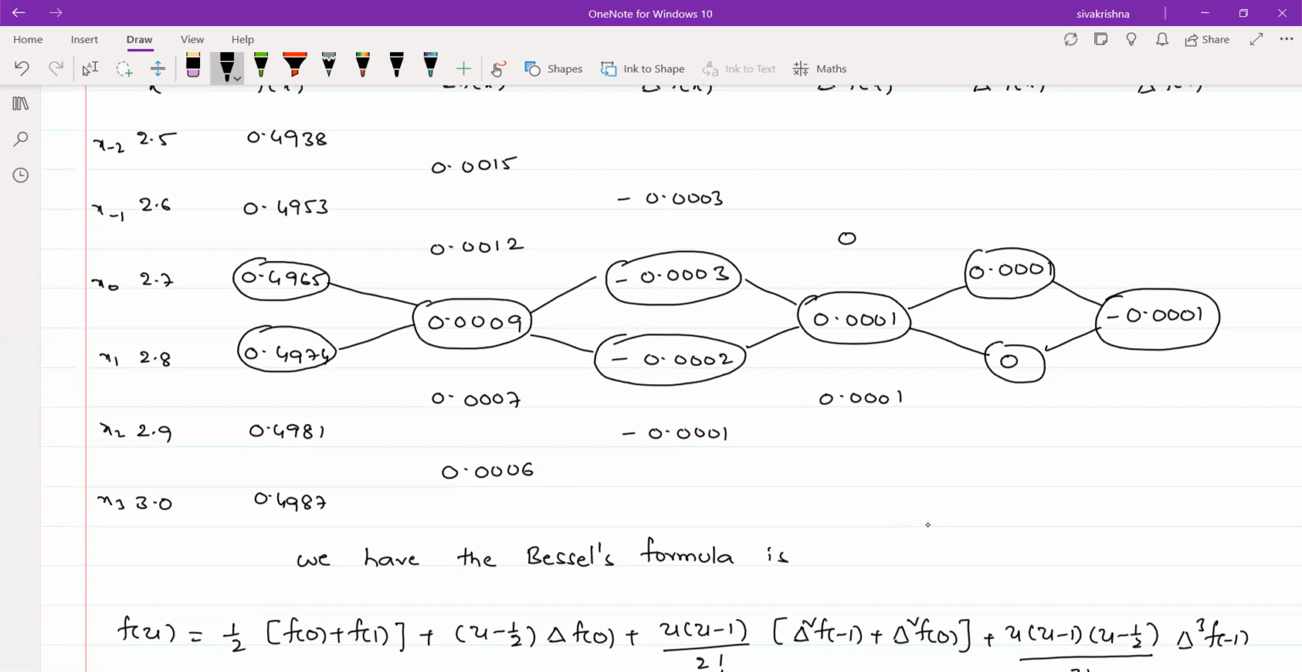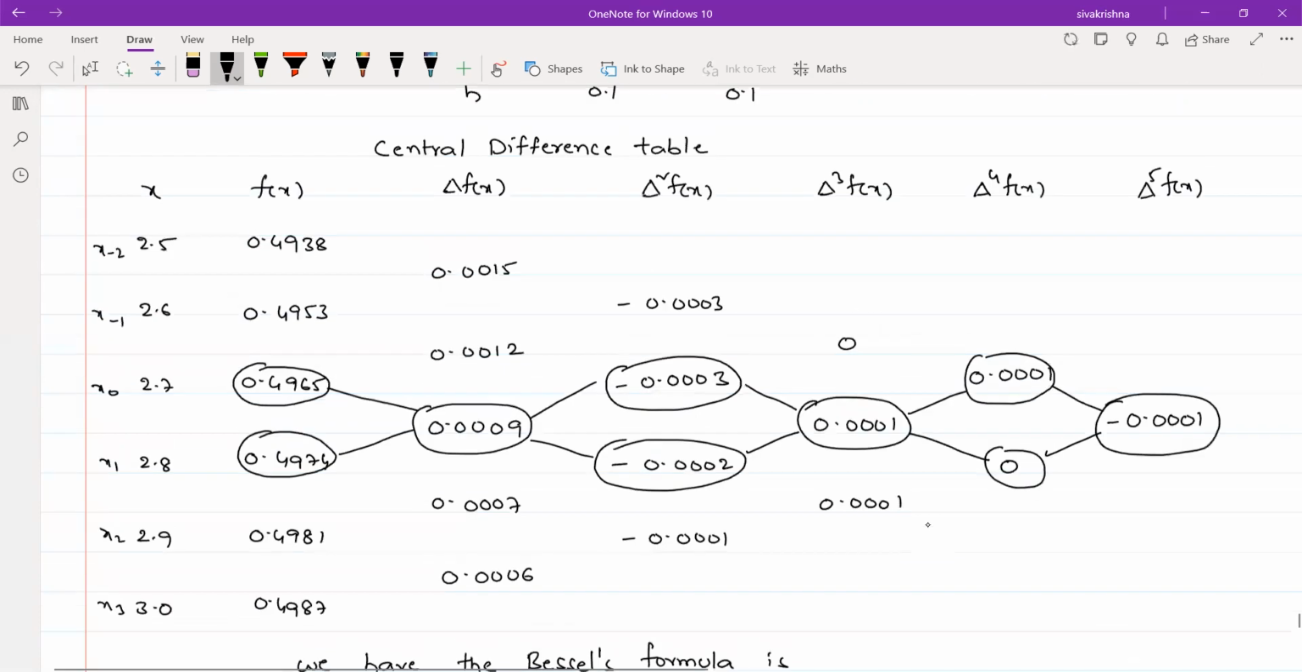So the first one is f of 0 and f of 1. These are two values, f of 0 and f of 1. Coming to the next one, delta f of 0. It means we have to round the values in deltas. The first value in delta is delta f of minus 2. The second one is delta f of minus 1. And the third one is delta f of 0. Yes, this is correct.